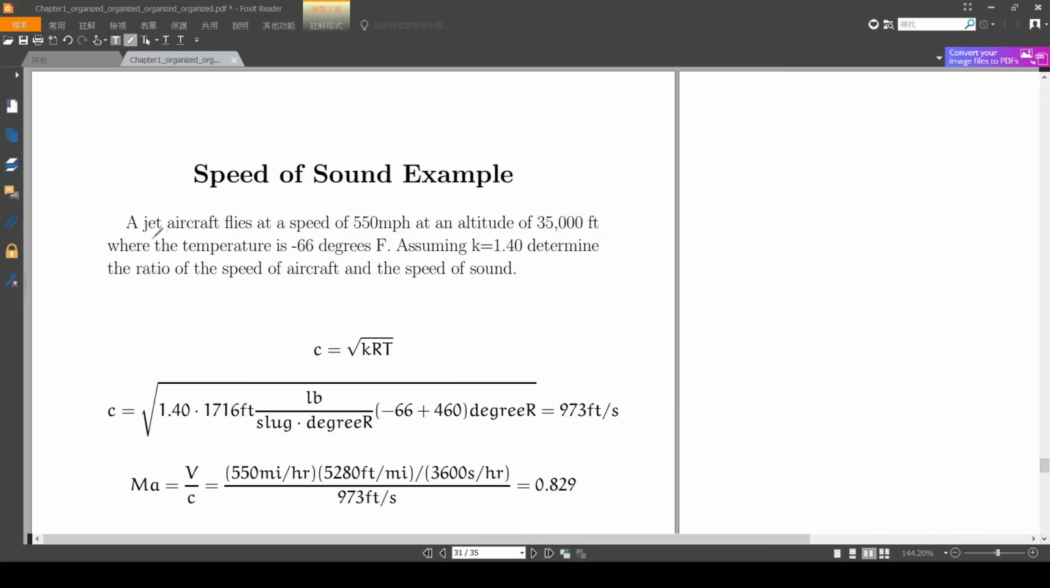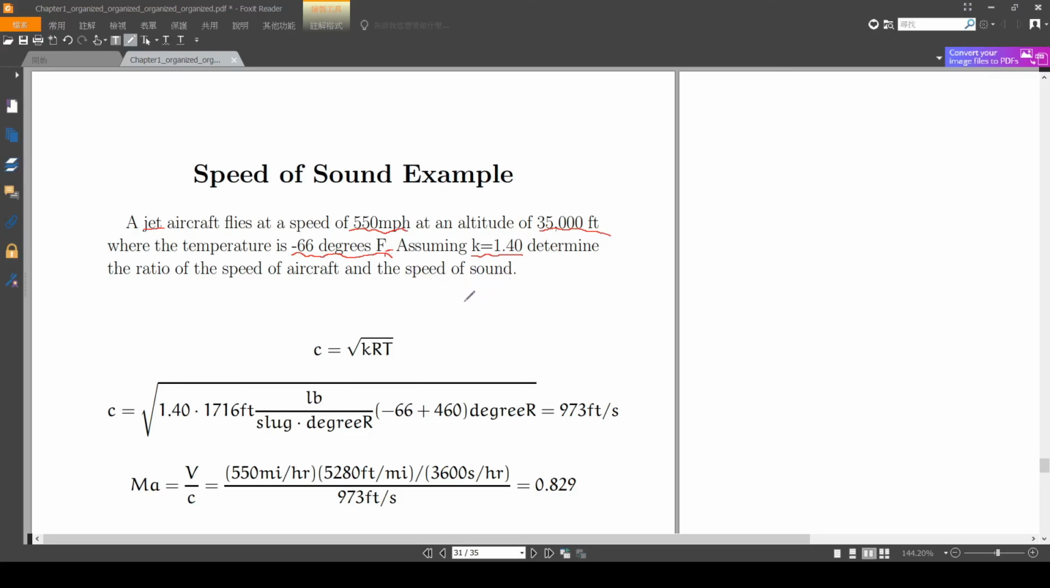This example is about a jet aircraft that flies at this speed and altitude, at this height in feet. The temperature is minus 66 degrees Fahrenheit. Remember, it's Fahrenheit. And assume that like this. This is the question they will give you. The k is equal to 1.4 for air, and then they want you to find out what is the speed of sound.